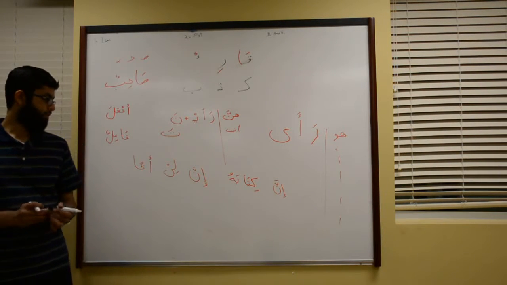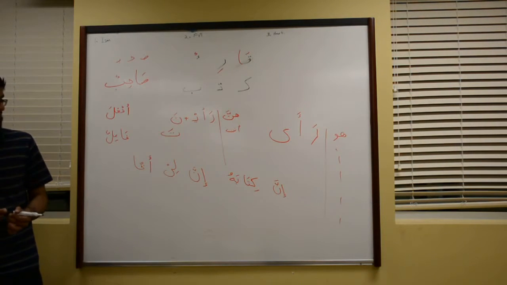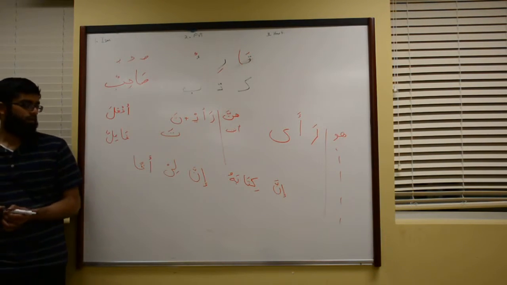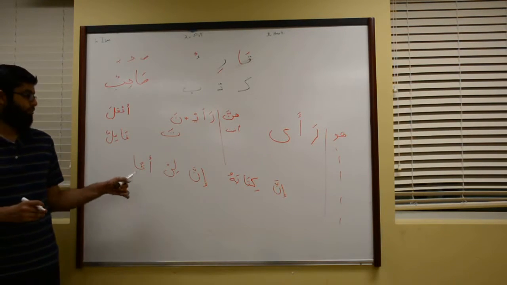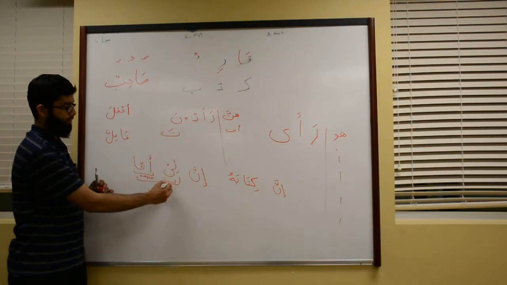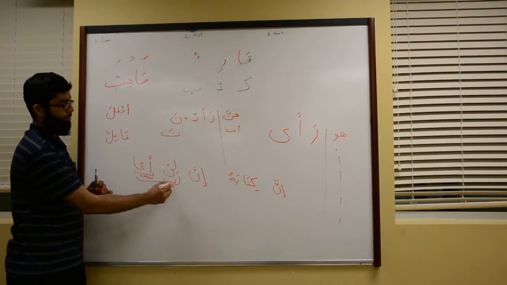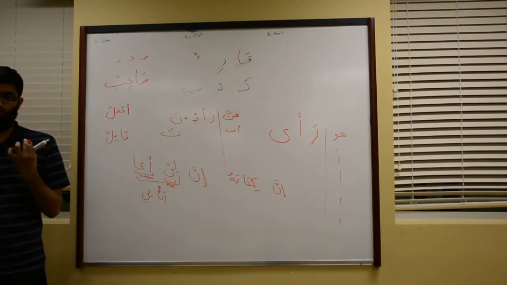Because there's a li in between. There's a link between inna and akhan. Okay, this is still the subject and this is still the predicate, but they're just switched in order. So in Arabic you can do that. You can switch the order of the subject and predicate.